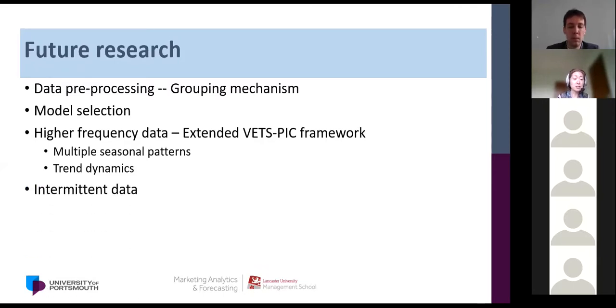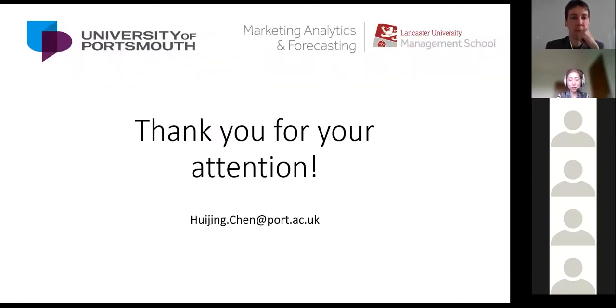Another way is by looking at intermittent data as well, given the interest that John and Ivan both have on intermittent data, and also the concept that, you know, with a lot of zeros, it's inherently very difficult to forecast, and therefore some of the things that we develop here may be relevant for that kind of data as well. Okay, so that's the end of the presentation. Thank you very much.